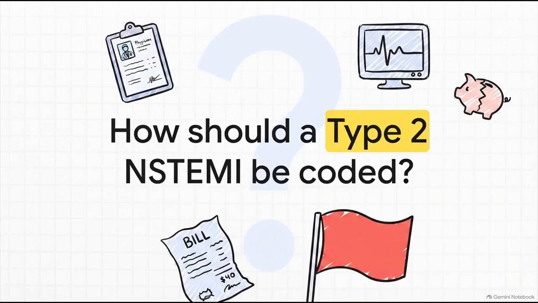We're going to kick things off with a scenario that honestly probably sounds incredibly familiar. You're reviewing a patient's chart, and the physician has documented a type 2 NSTEMI due to demand ischemia. Sounds straightforward, right? But here's the thing. This specific documentation string is a massive trap. It routinely leads to coding errors, denials, and serious compliance risks. So how exactly should this be coded?